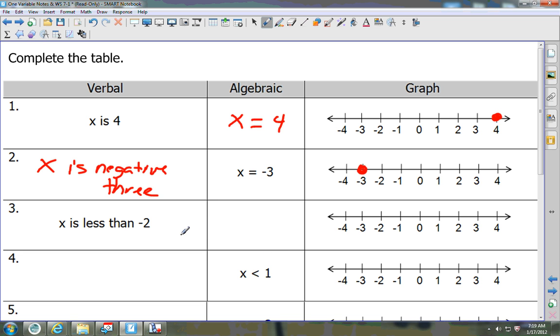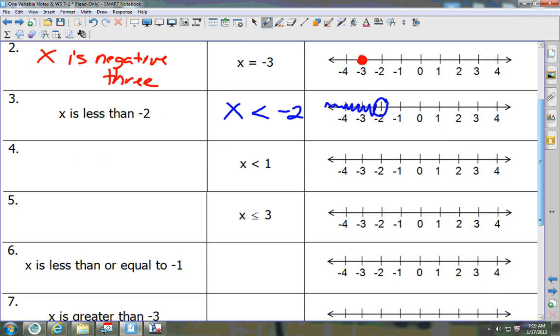X is less than -2. Okay, so what we said a minute ago was if it was less than, we're going to go to that number. We're going to go to -2 and make an open circle. Less than, it's towards the left because we're getting smaller. So we will shade to the left.